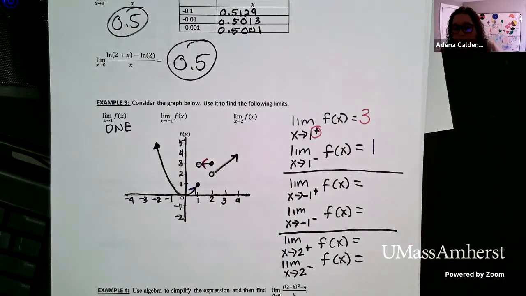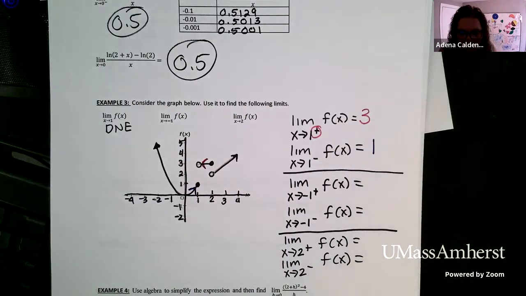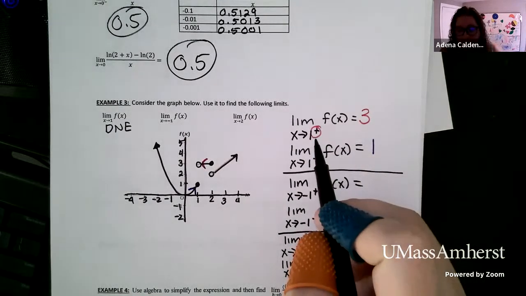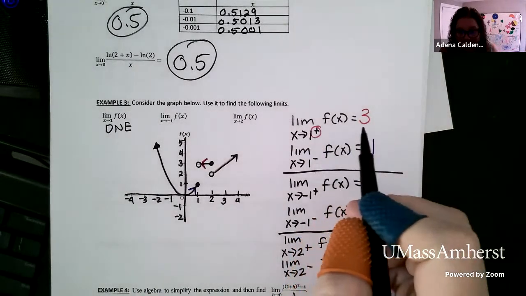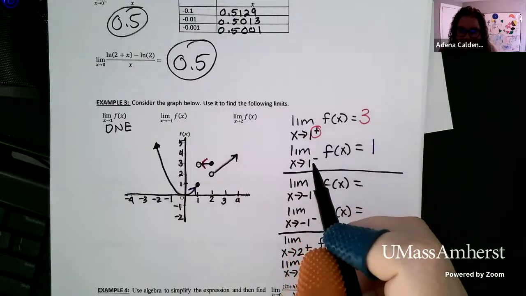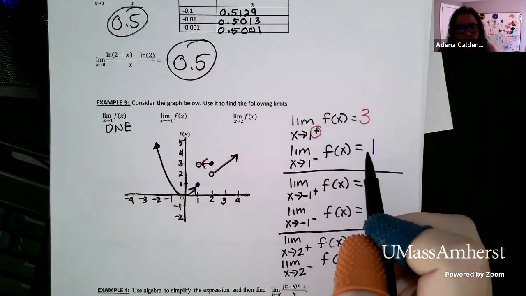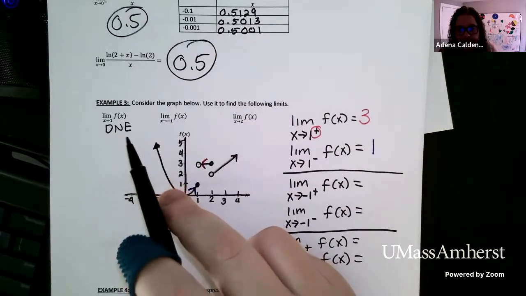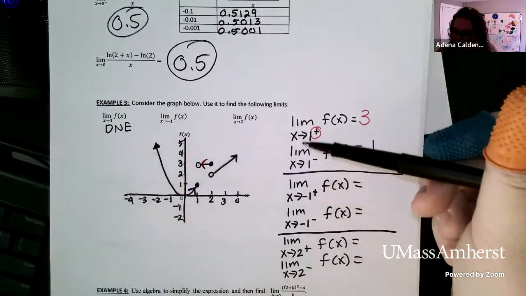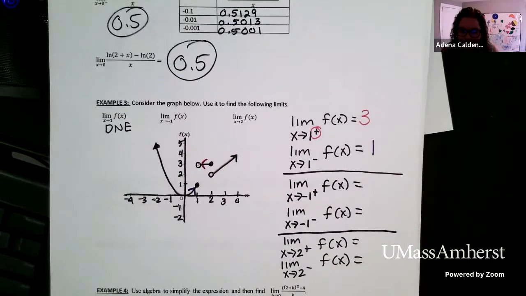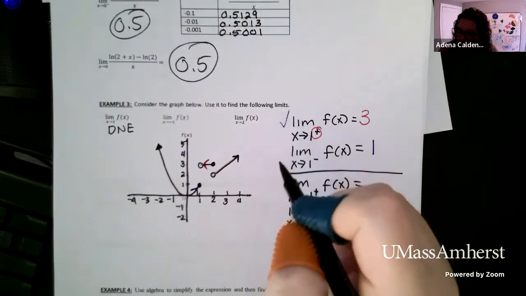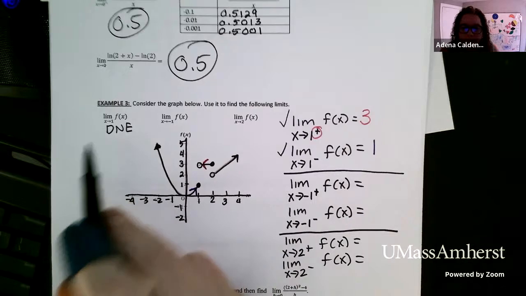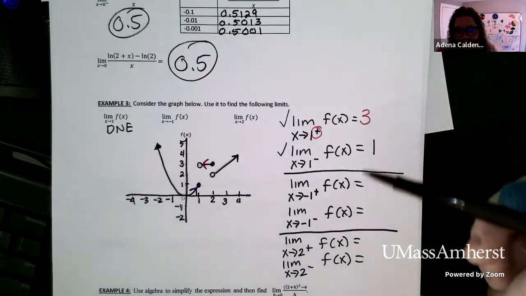Okay. So in terms of clarity and terminology, the limit from the right exists and is 3. The limit from the left exists and is 1. But the limit as x goes to 1 does not exist because the limit from the left and the right are different. Okay, so these both exist just fine, but this one does not exist because these are different.